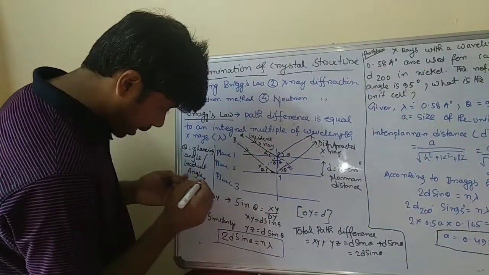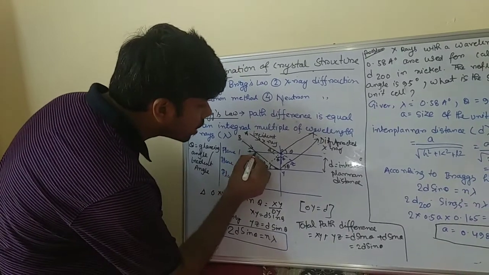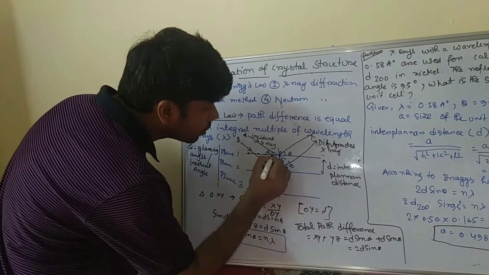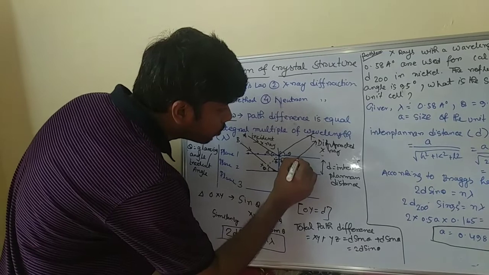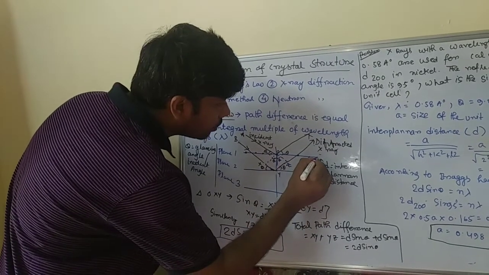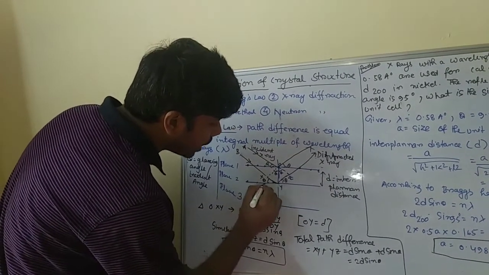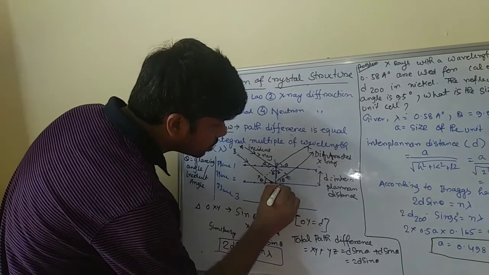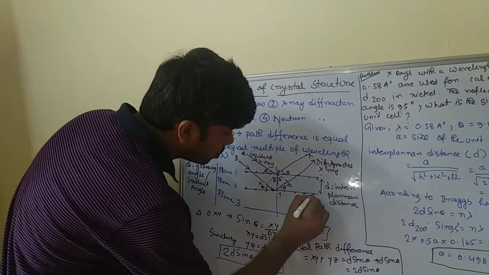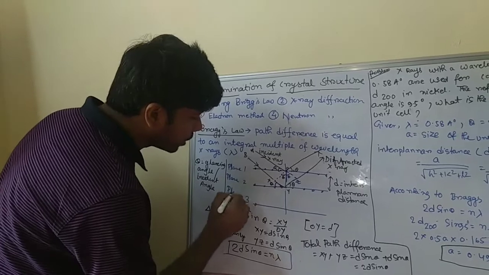Suppose this is the atomic plane, and these are the atoms. So these are the atoms in plane one, and this is the atomic arrangement. Plane two also has the same arrangement, and plane three also. Plane one, plane two, plane three.